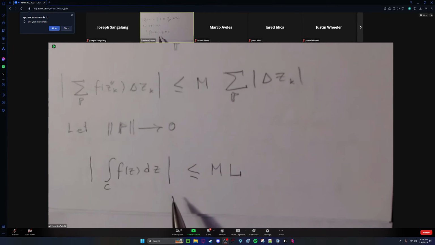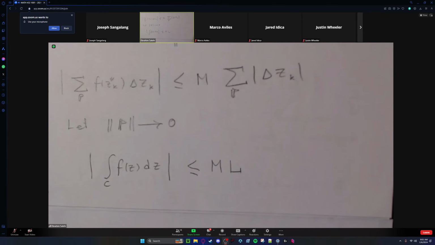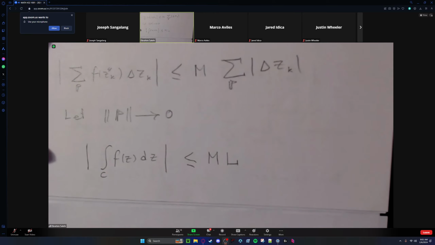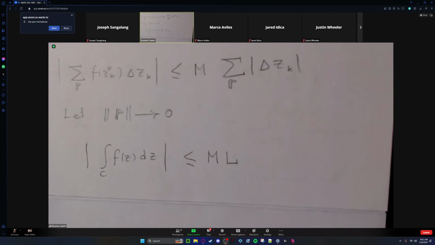So as the norm of the partition approaches zero, or another way, the number of points we are inserting approaches infinity uniformly, this is what you get. And this is called the ML inequality. All right? Any question about the ML inequality? Any questions so far?